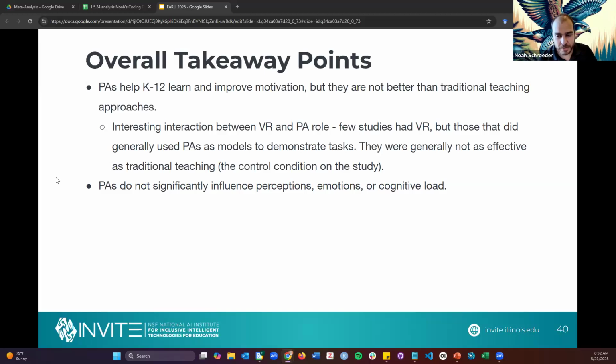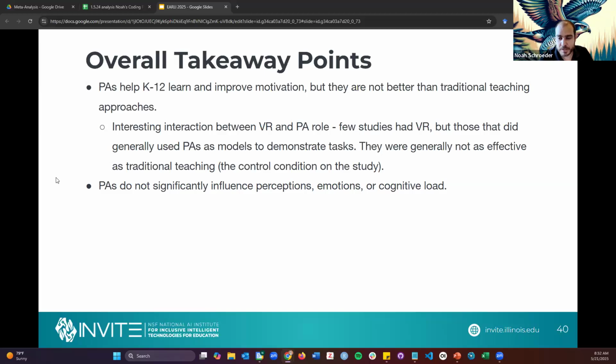So as I mentioned before, there's a really interesting interaction between virtual reality and the role of the pedagogical agent, but there are really few studies around virtual reality. So I would really like to see more virtual reality research with K-12 students and pedagogical agents, but I know that's a heavy lift. I know that's hard to do, it's expensive, and it's challenging, but I feel like there's a lot of nuance there that we could really start to understand around how the interaction is fundamentally different in virtual reality as compared to computer-based instruction.